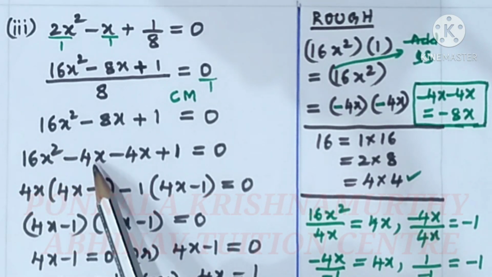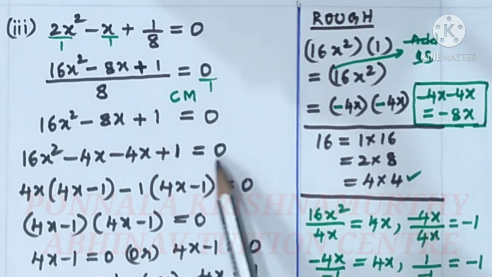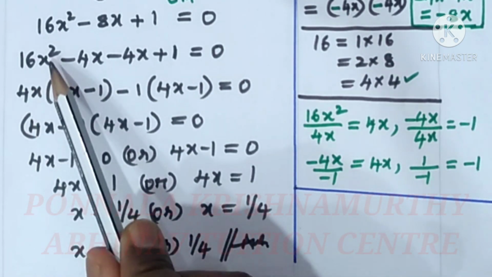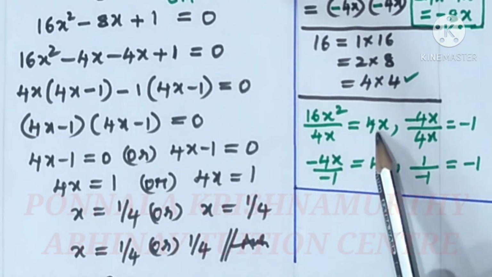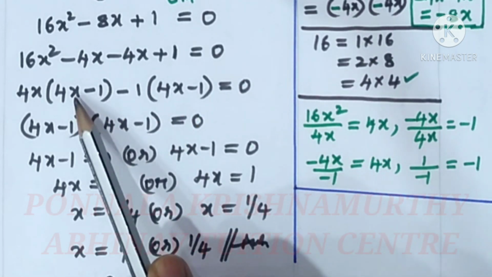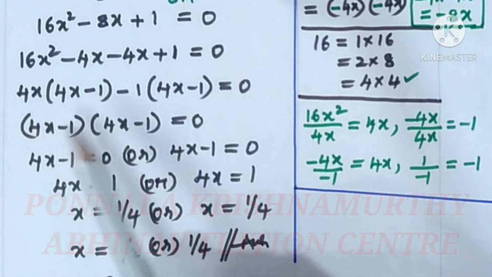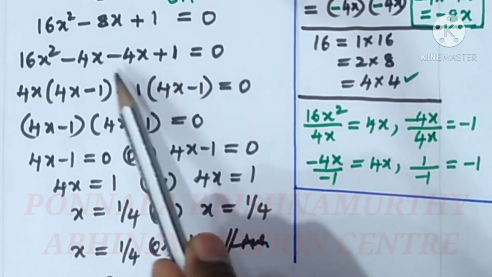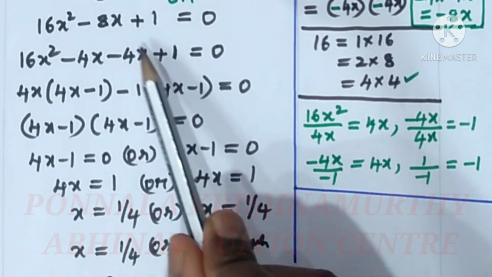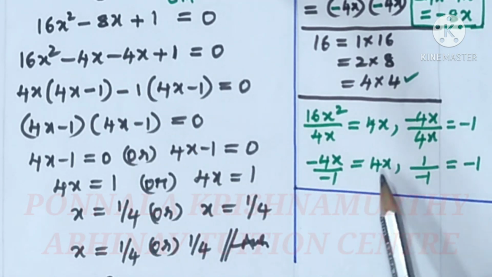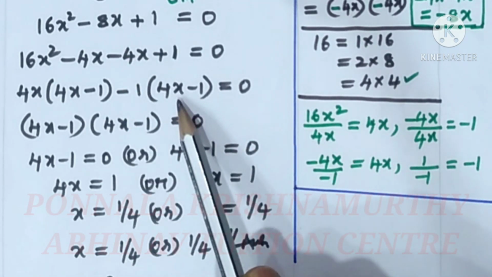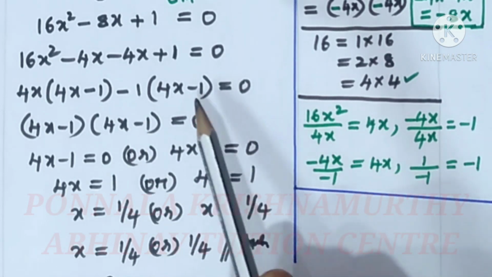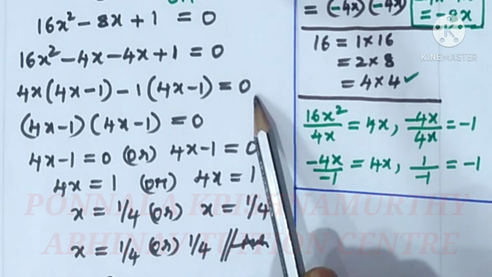So now we can write these two instead of minus 8x. 16x square minus 4x minus 4x plus 1 is equal to 0. From these two, 4x is common. 16x square by 4x is 4x. This 4x is here. And minus 4x by 4x is minus 1. This minus 1 is here. And from these two, minus 1 is common. Minus 4x by minus 1 is 4x. This is here. And plus 1 by minus 1 is minus 1. This minus 1 is here. That is equal to 0.